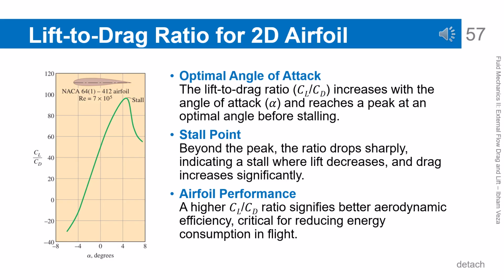Beyond this angle, the ratio drops sharply because stall occurs. In the stall condition, lift decreases and drag increases significantly. Therefore, this ratio is often used as a main indicator of wing efficiency.